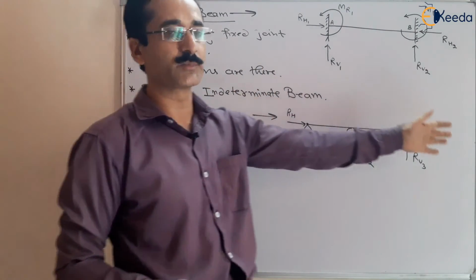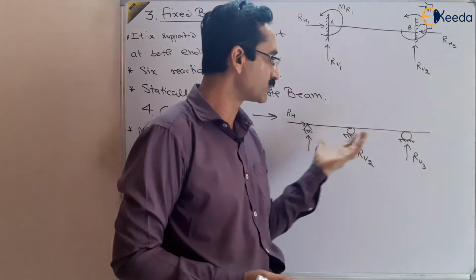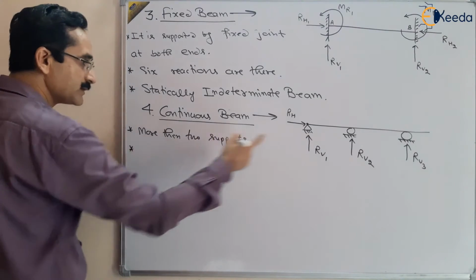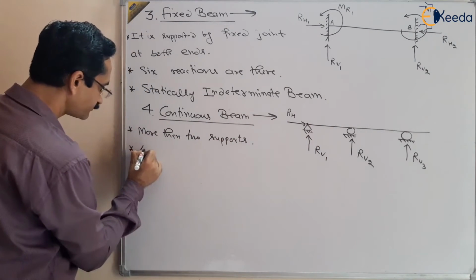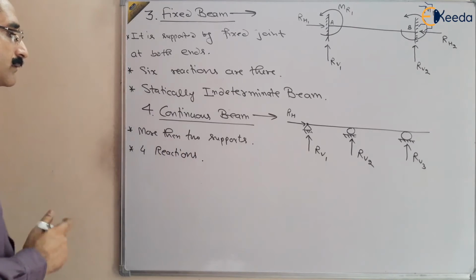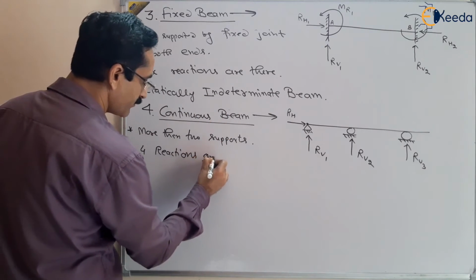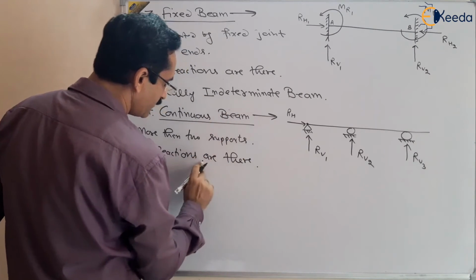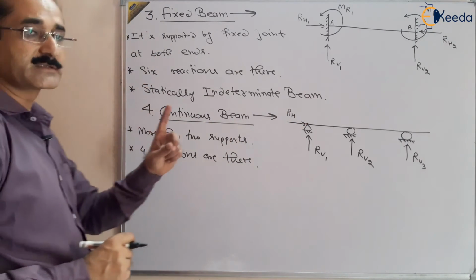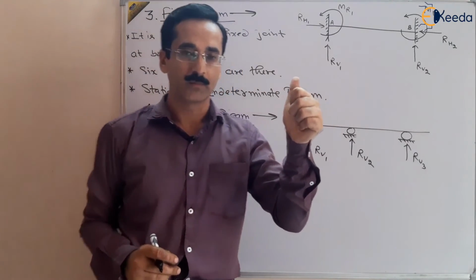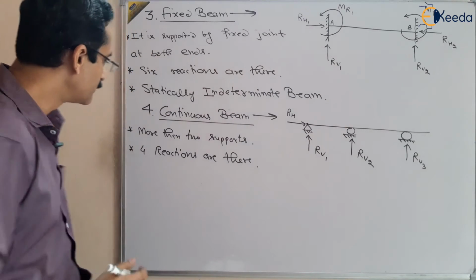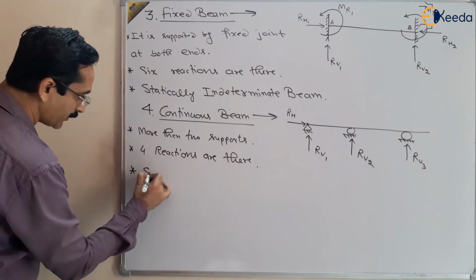There may be more roller supports. We have shown only two roller supports and one hinge support here. So in this case there are four reactions, where we have two roller supports and one hinge support. And because the reactions are more than three, and we can solve only three equations for a statically determinate beam, right? So it is a statically indeterminate beam.